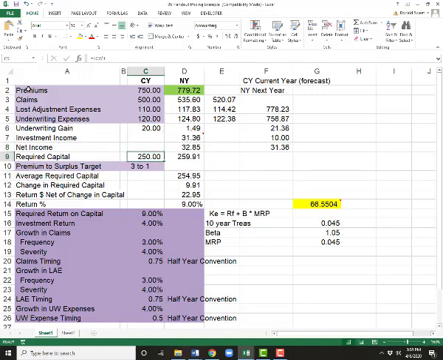Your required capital is $250. How do we get that? Well, we're using a premium to surplus ratio of 3:1. So you essentially take your premium and divide it by 3. So for every $3 you have in premium, you want to have $1 in required capital. All right. Everything else down here are assumptions.